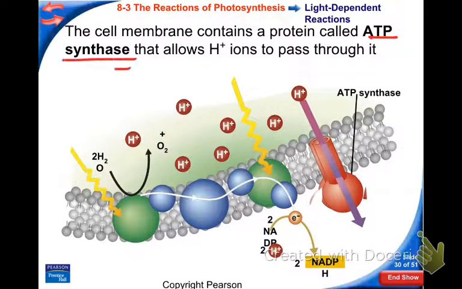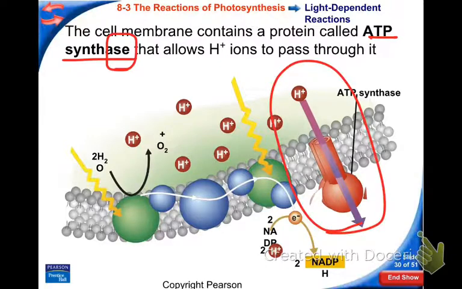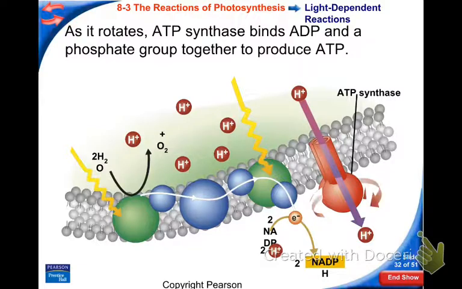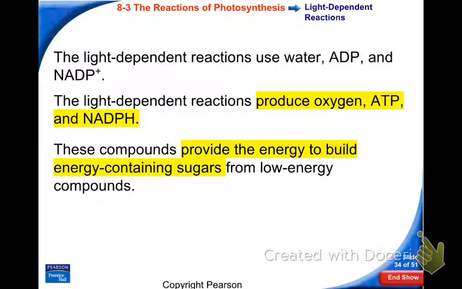ATP synthase. Remember the last 3 letters here are ACE. This means that this is an enzyme, and its job is to push hydrogens through. And when it pushes hydrogens through, it actually turns physically in the membrane. This is a phospholipid bilayer membrane, just like the cell membrane. And as it does that, it phosphorylates. It takes an ADP and generates an ATP.